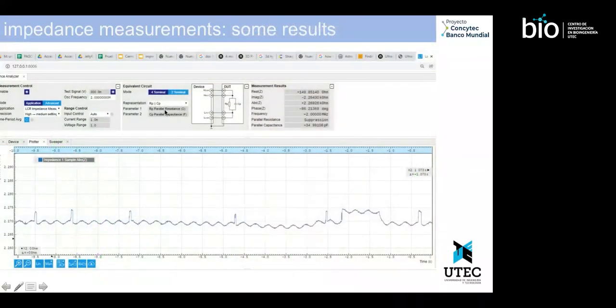And then we can do the impedance measurements. These are sort of the first results we have on particles. There is still some noise, there always will be noise, but we can see the peaks of the particles going over the electrodes. So our next stage will be to do the malaria cells.